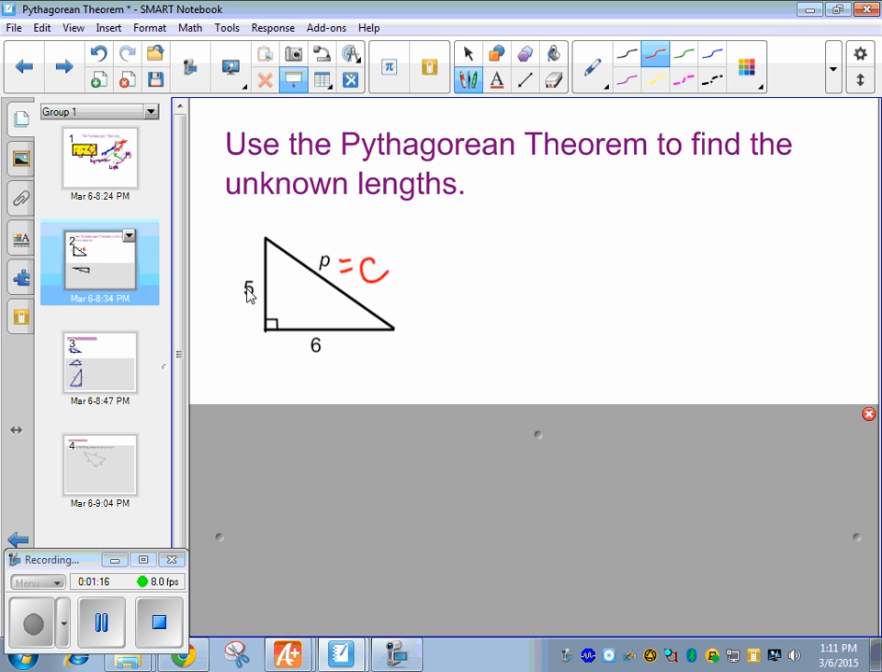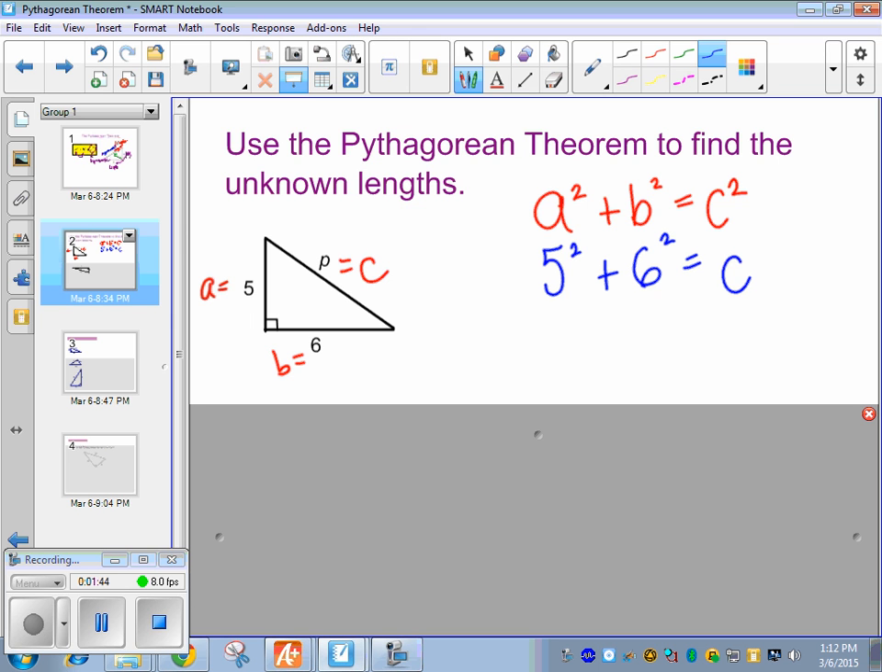These two you can label either way. I'm going to label A as 5 and B as 6. But you would get the right answer if you did B and A, okay? So then we're going to write our formula down. A squared plus B squared equals C squared. And we're going to replace 5 for A, 6 for B, and we're going to solve for C.